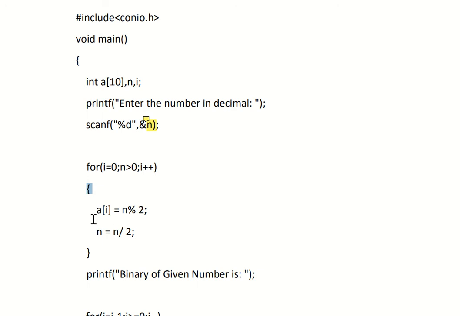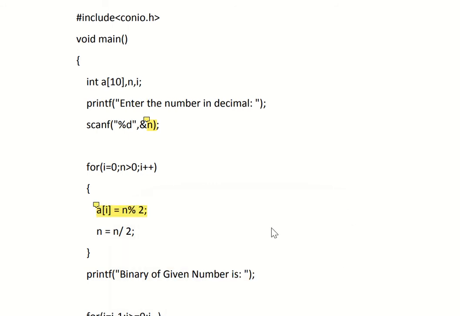Inside the for loop, what we have is a[i]. Right now i is 0, so a[0] is equal to n modulo 2. Now n is 15, so 15 modulo 2 means we have to check for the remainder. In that case we will get remainder 1. So a[0] will be equal to 1, and we will write that also: a[0] equal to 1.